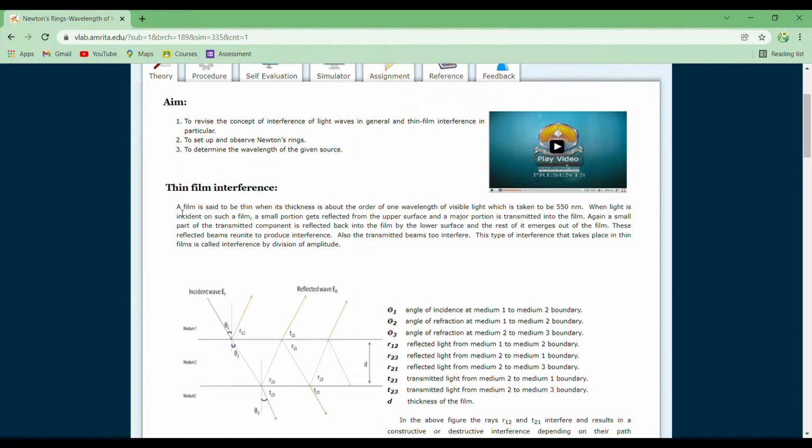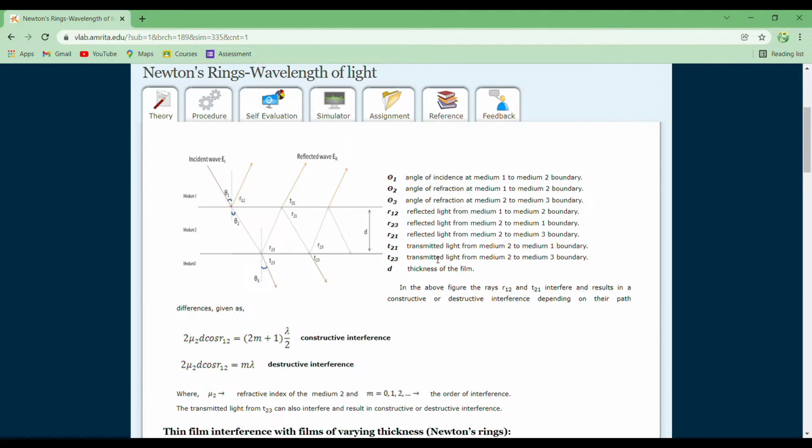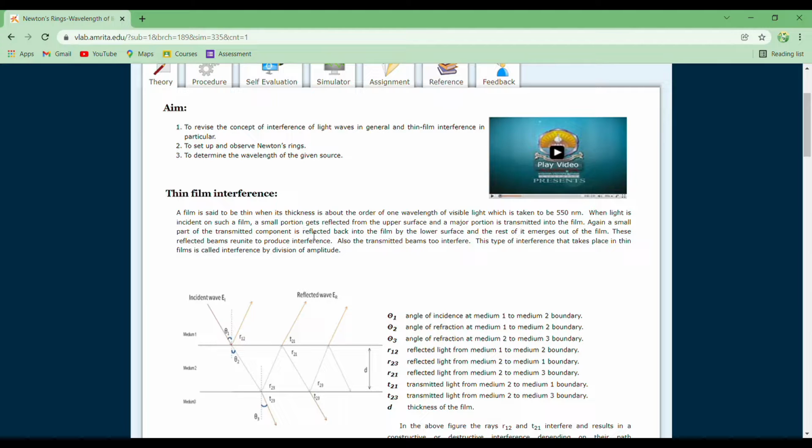A film is said to be a thin film when its thickness is of the order of one wavelength of visible light, which is about 550 nanometers. The film should have a thickness of the order of the wavelength of visible light; only then will we be able to get the interference patterns. This is the theory written here.